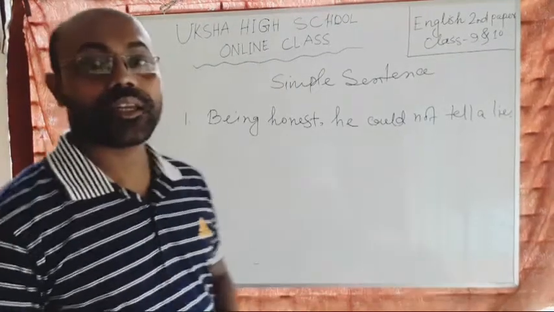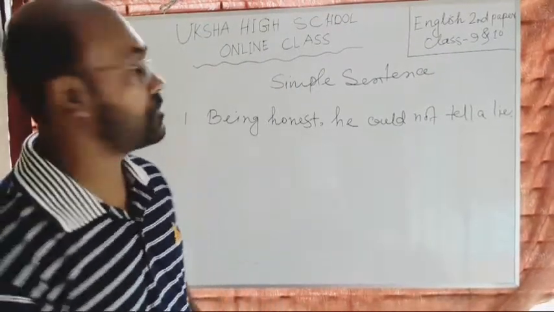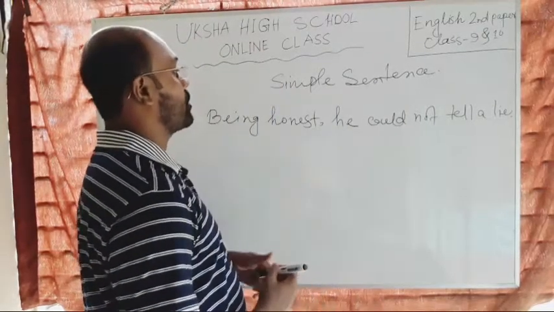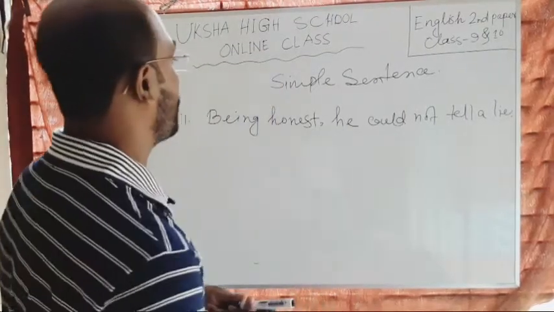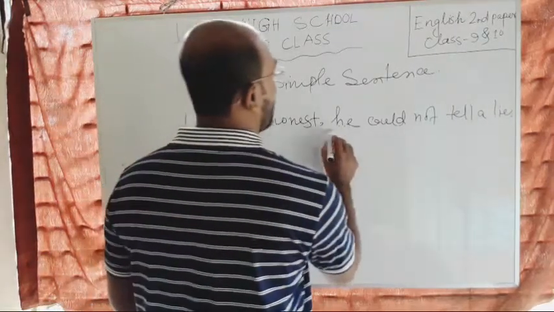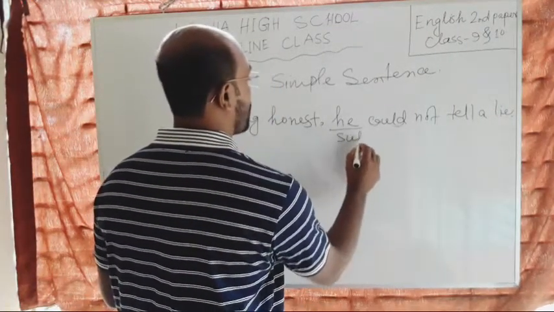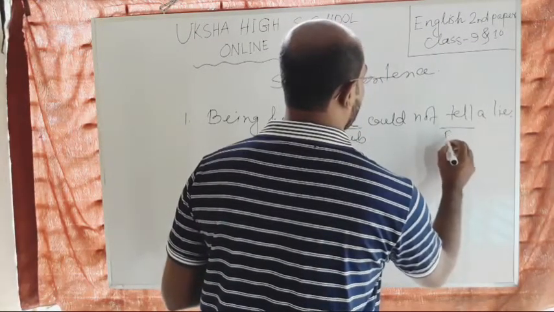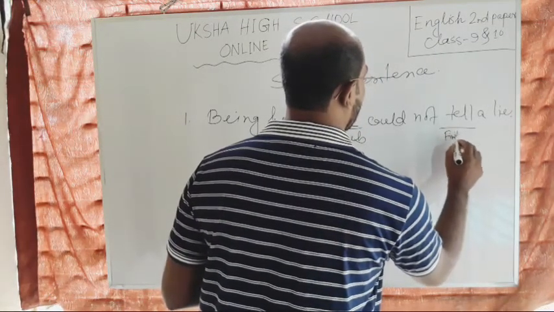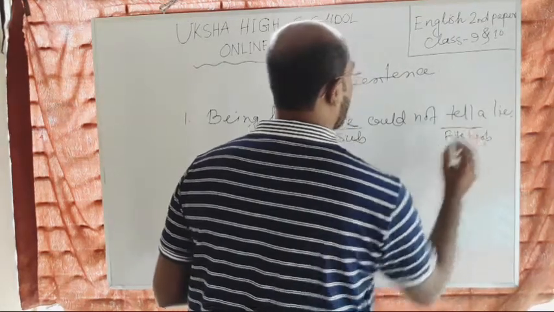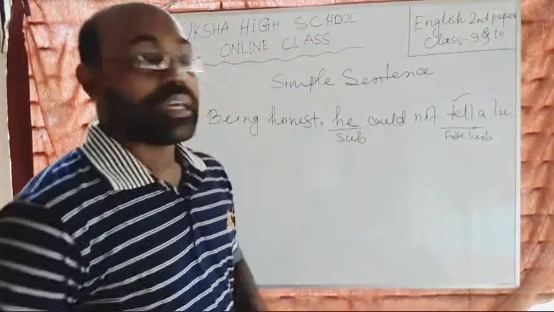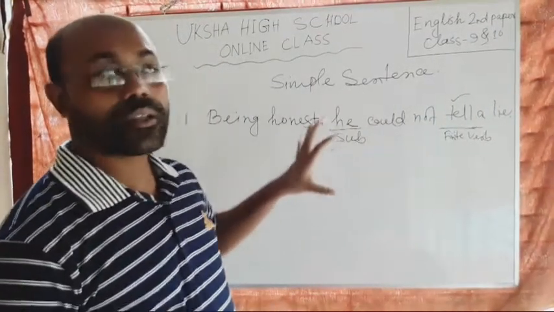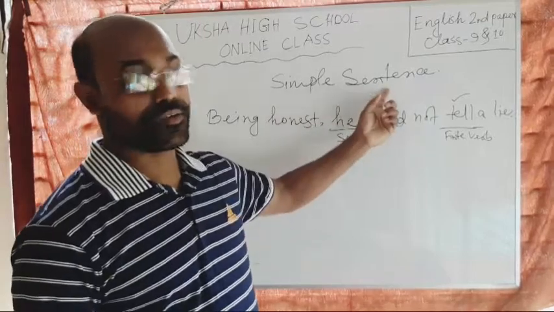Being honest, he could not tell a lie. Here, this is a simple sentence, and we see he, subject, and tell, finite verb. So we can call it a simple sentence.